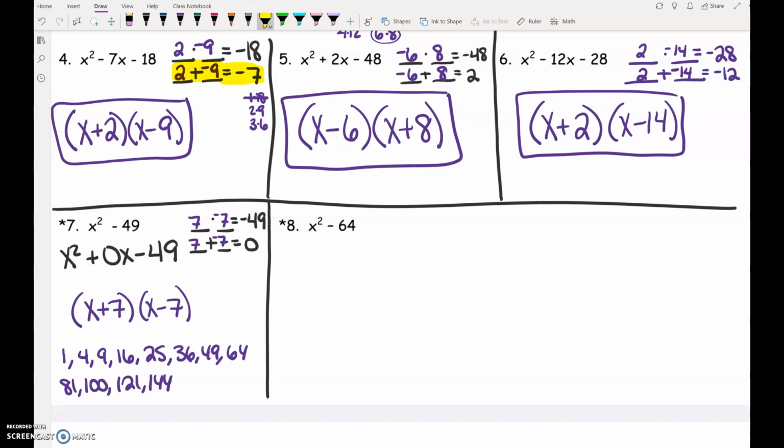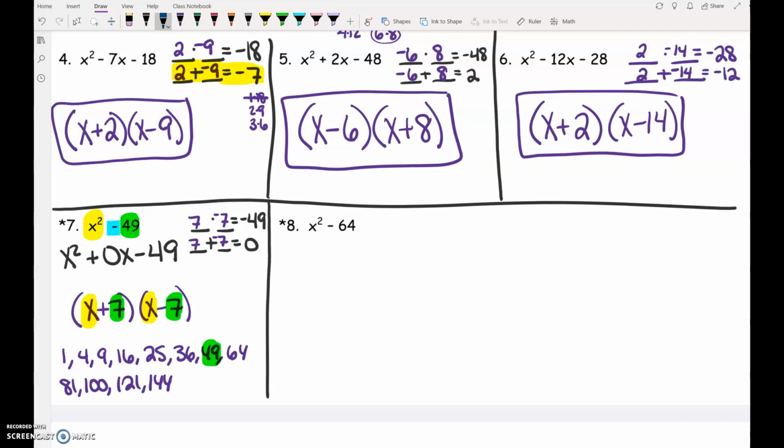X squared is a perfect square. It is the perfect square of x. If you take x and multiply it times itself, you have x squared. 49 is also a perfect square. It is the perfect square of 7 because 7 times 7 is 49. The difference of two squares means that you are subtracting two perfect squares.